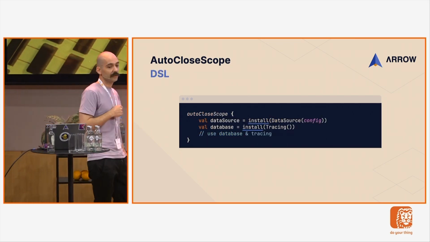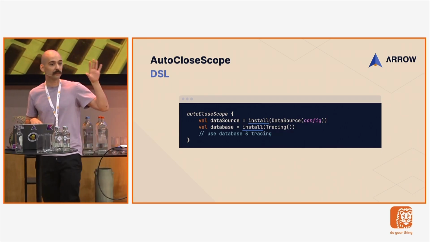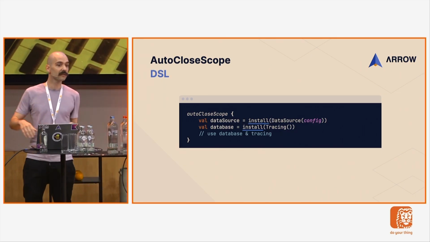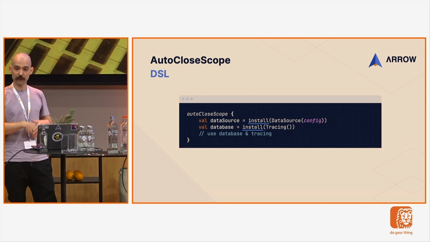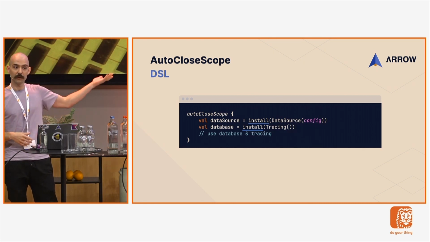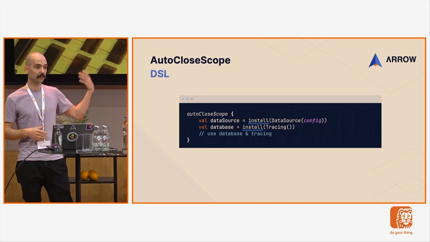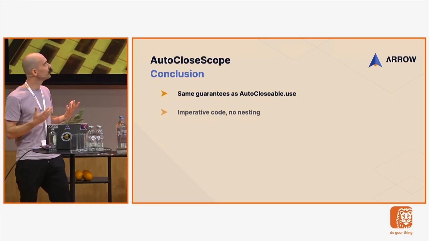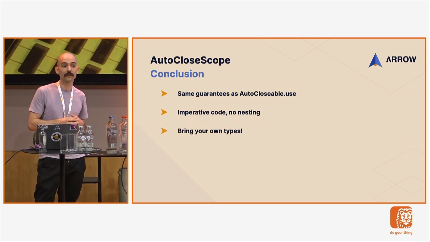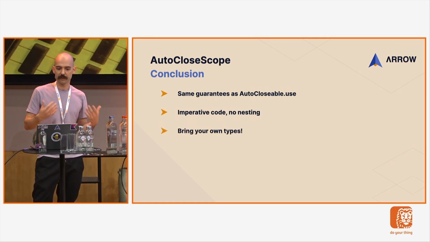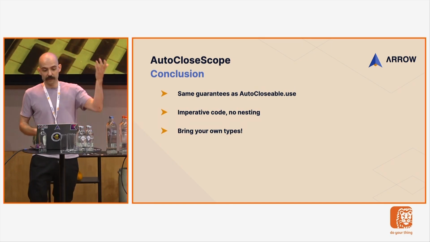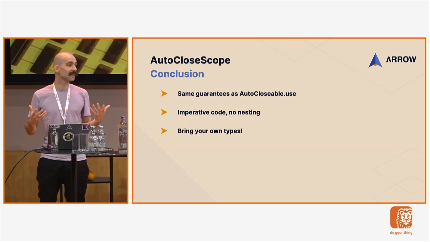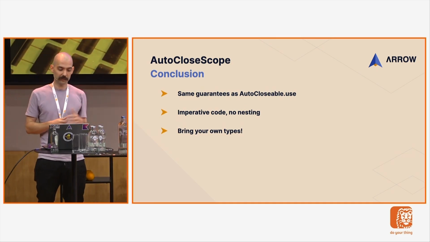So here we can see again that by just using a very simple interface with a single abstract method and a very simple function, we have created a DSL which removed the callback hell from nesting our use functions. So to conclude, the AutoCloseScope DSL gives us a very elegant, very simple way to write imperative code when we're working with AutoCloseables. It avoids nesting and it gives us the exact same guarantees as the use functions.